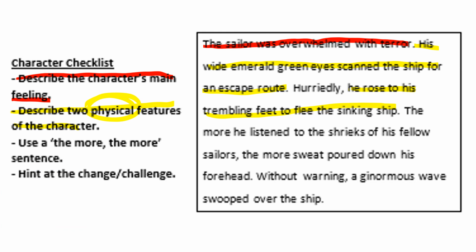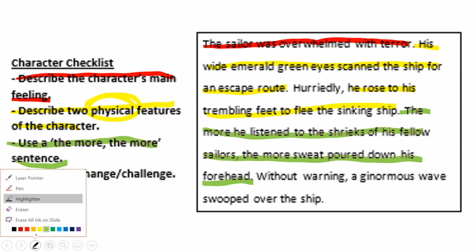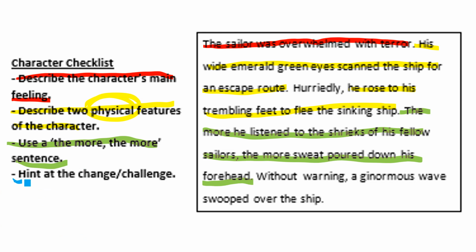Okay. Next up is a the more sentence. And for this paragraph I've written, the more he listened to the shrieks of his fellow sailors, the more sweat poured down his forehead, because I can imagine he's incredibly terrified right now. And then my final step is to hint at my change or my challenge. And I've written that without warning, a huge wave has swooped over the entire ship.